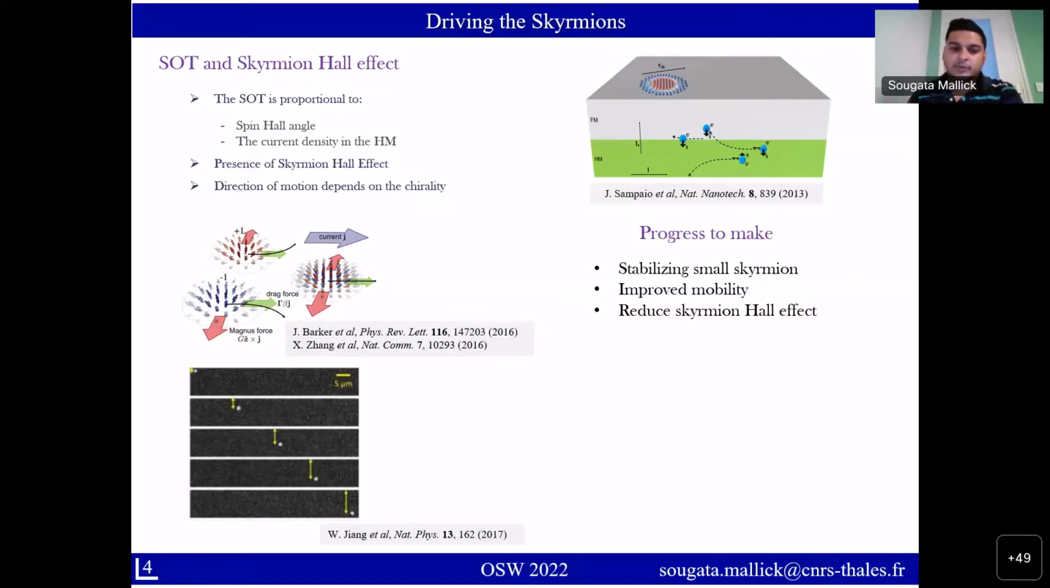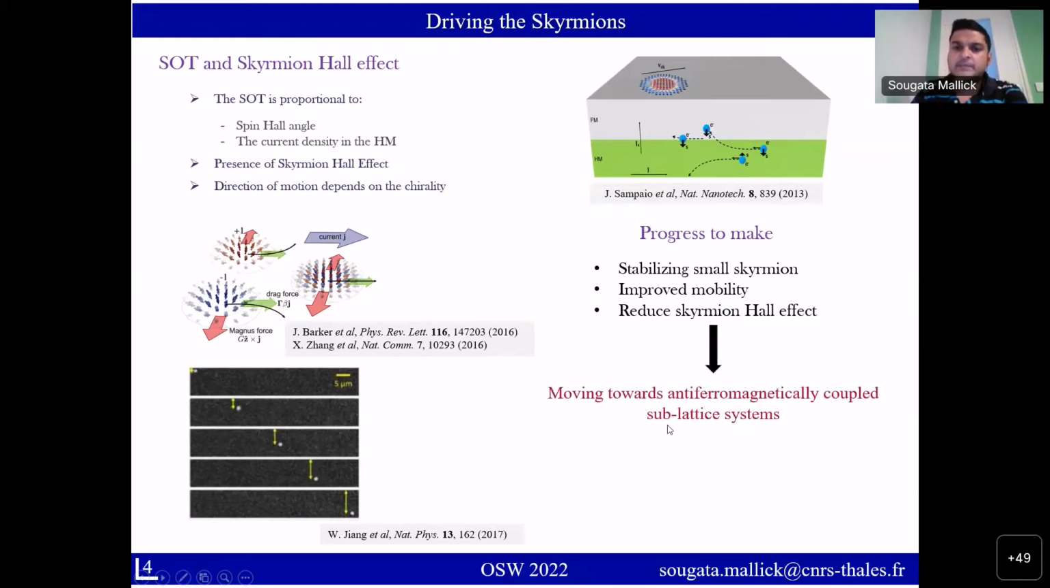So now we can stabilize skyrmions in thin film systems. We can also move them. Now the progress we need to make for real-life device applications is stabilizing small skyrmions below 50 nanometers and improving mobility. Of course, we want to drive them with higher velocity, and most significantly reduce the skyrmion Hall effect, which is deflecting the skyrmions towards the edge of the track.